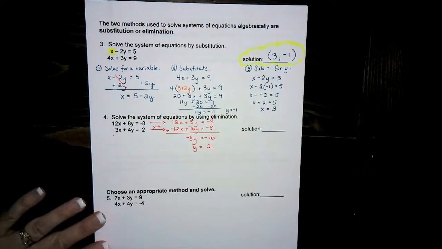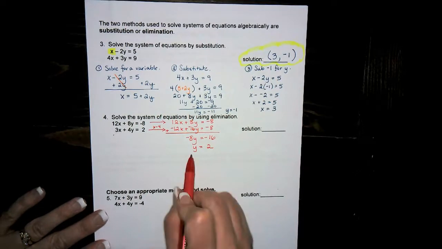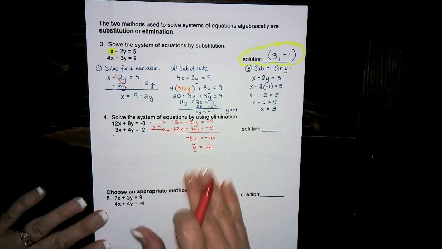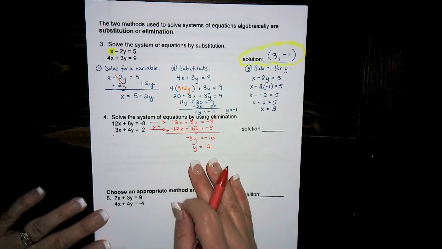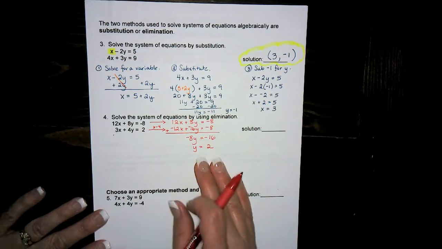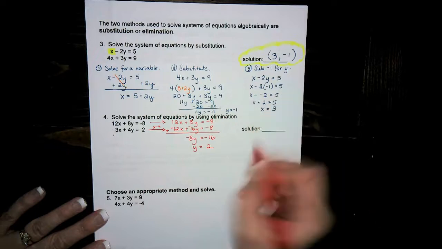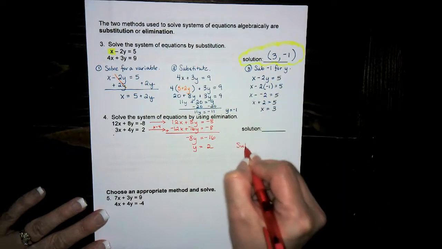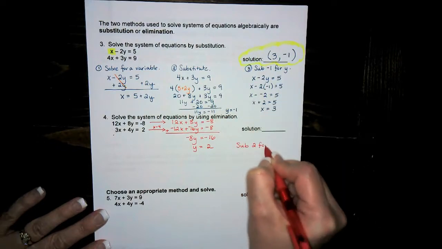Very nice way to eliminate one of the variables so you can solve for the other one. Now, we only have half of the solution. So we've got to go find the other half. And again, we do it the same way we did here. We sub 2 for y.